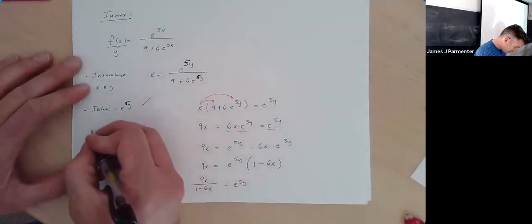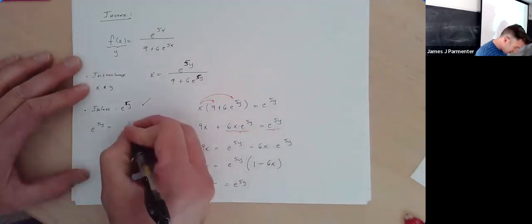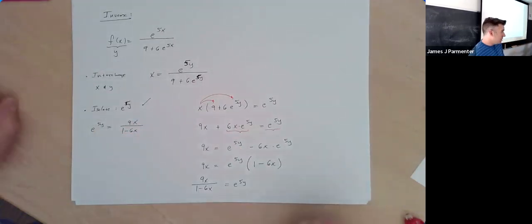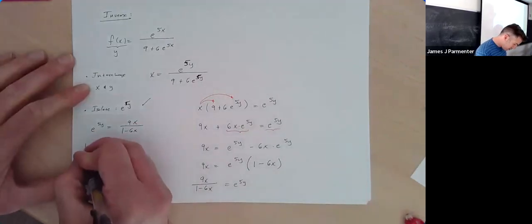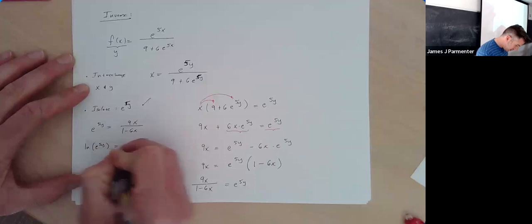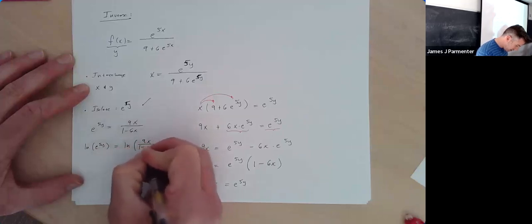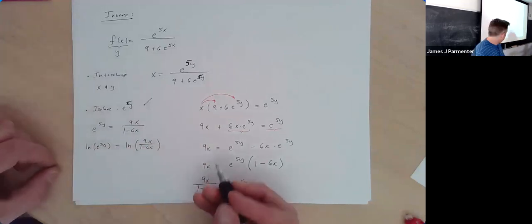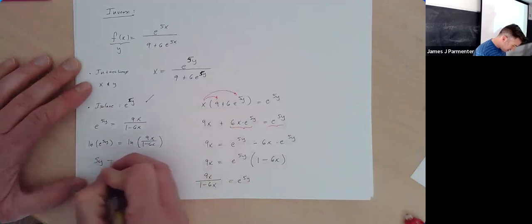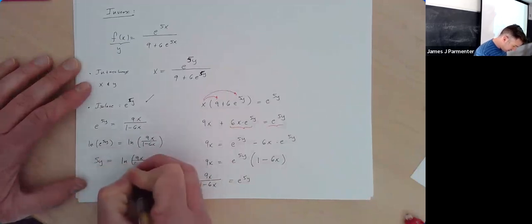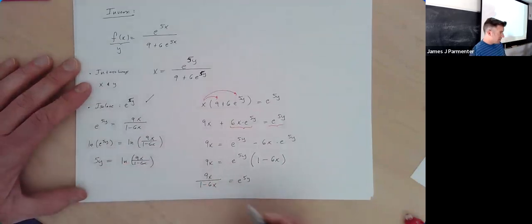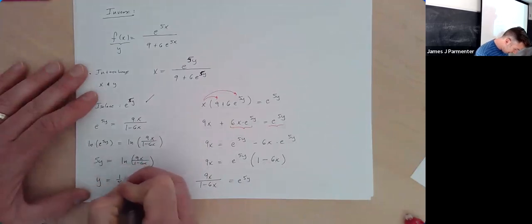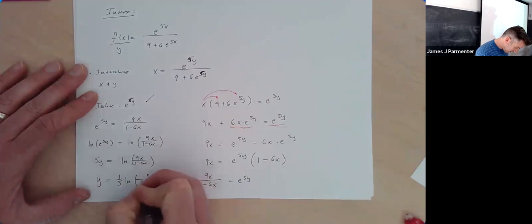Now, after I've done that, I can solve for y. So I have e to the 5y equal to 9x over 1 minus 6x. Then I'm going to take the natural log of both sides, because that's how I undo an e to the something. The natural log of e to the 5y is equal to the natural log of 9x over 1 minus 6x. The natural log of e to a thing is just the thing. That's why we do that. So 5y is equal to the natural log of 9x over 1 minus 6x. And then finally, divide both sides by 5, and y is equal to 1/5 times the natural log of 9x over 1 minus 6x.